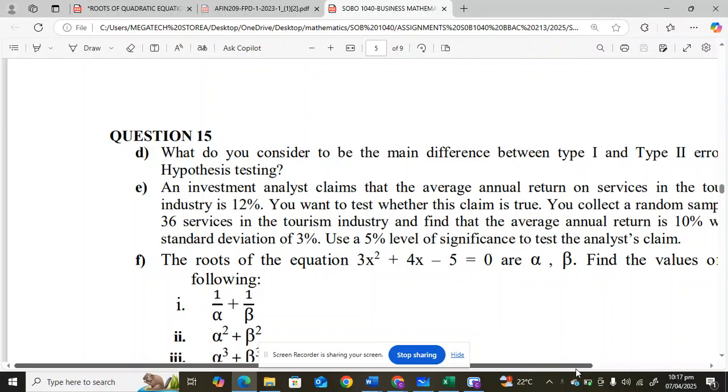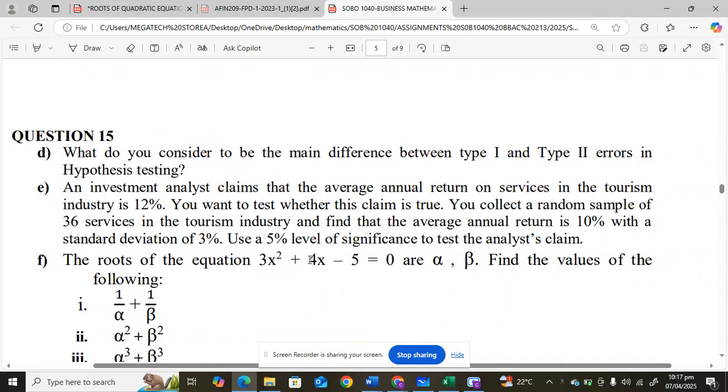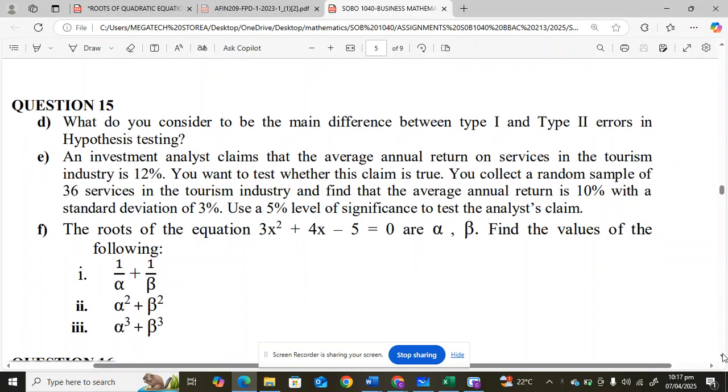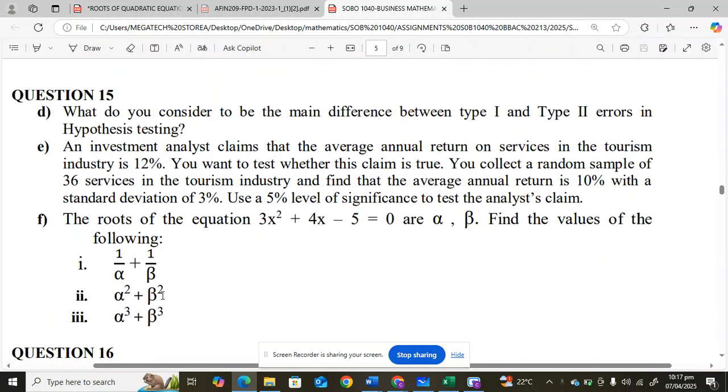The roots of the equation 3x squared plus 4x minus 5 equals 0 are alpha and beta. Find the values of the following: 1 over alpha plus 1 over beta, alpha squared plus beta squared, alpha cubed plus beta cubed.